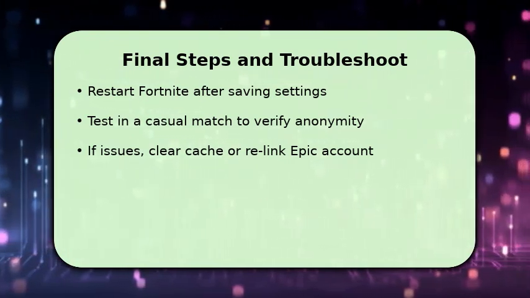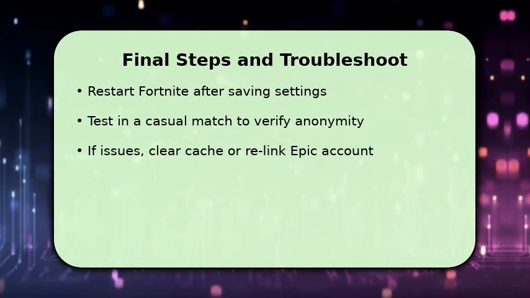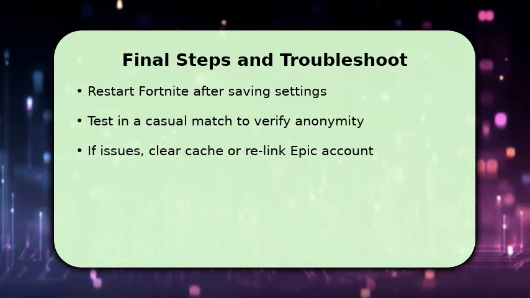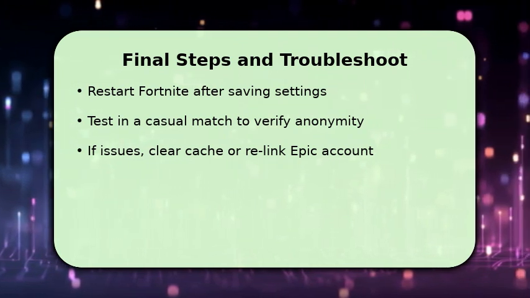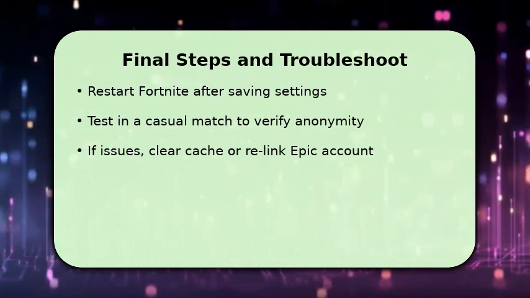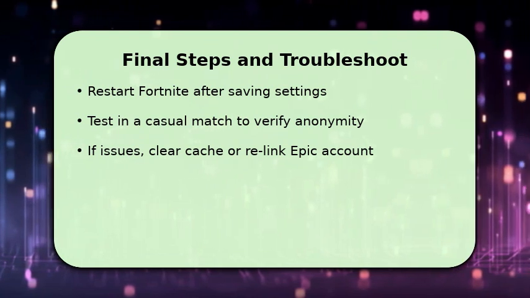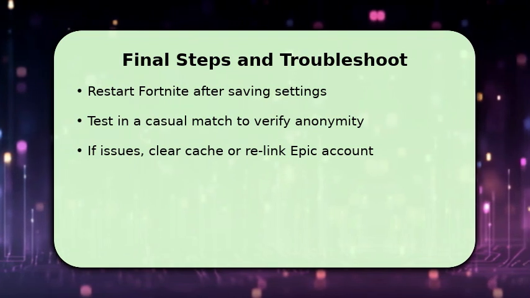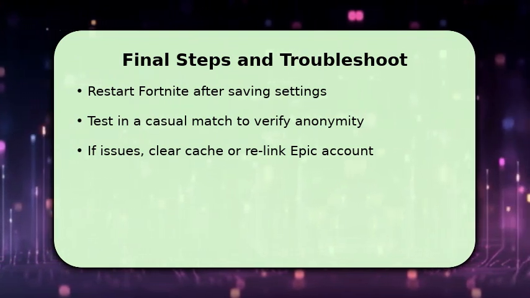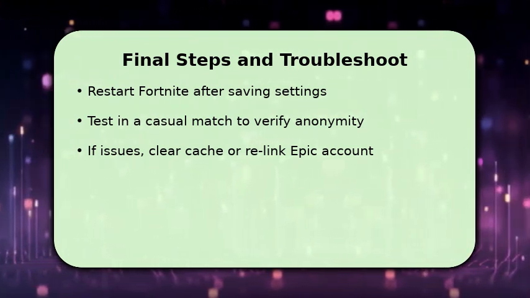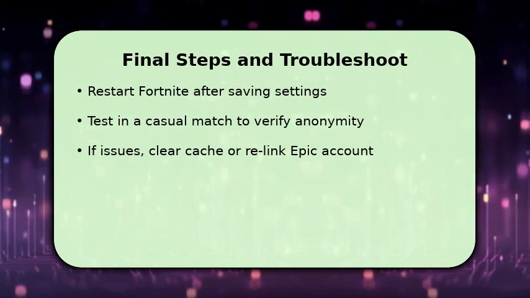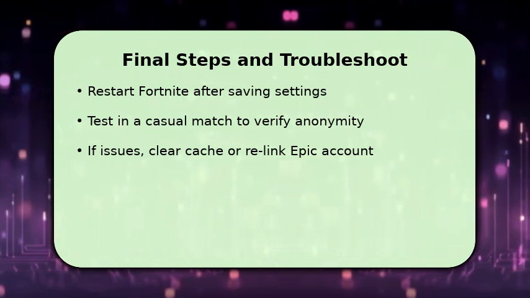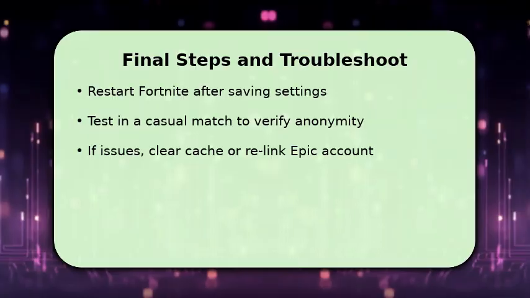You should join a casual match and check how your name and friend visibility appear. This verifies anonymity. If your name still shows or friend requests continue, make sure changes were saved in the Epic account and then clear the Switch cache or unlink and relink the Epic account in settings. One key tip: if cross-platform features persist, remove linked accounts temporarily and repeat privacy steps to enforce anonymity.